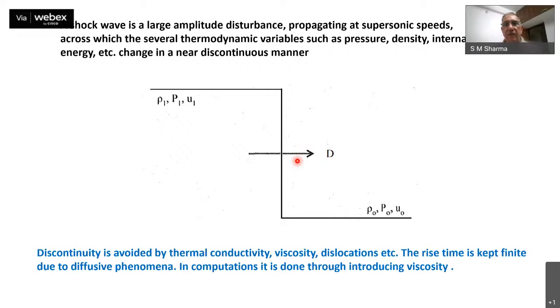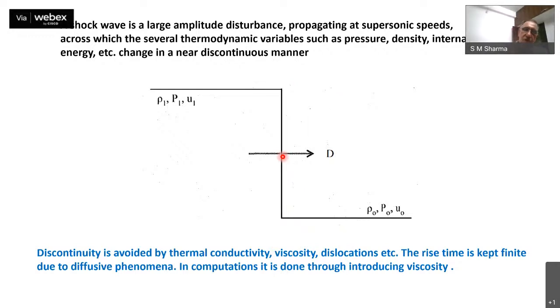A shock wave is therefore a large amplitude disturbance propagating at supersonic speeds, across which several thermodynamic variables such as pressure, density, internal energy change in an almost discontinuous manner. So the key factor in a shock is that it has to be supersonic. Anything which is subsonic or moving with the speed of sound does not qualify to be a shock wave. We know that in nature there is never a perfect discontinuity.